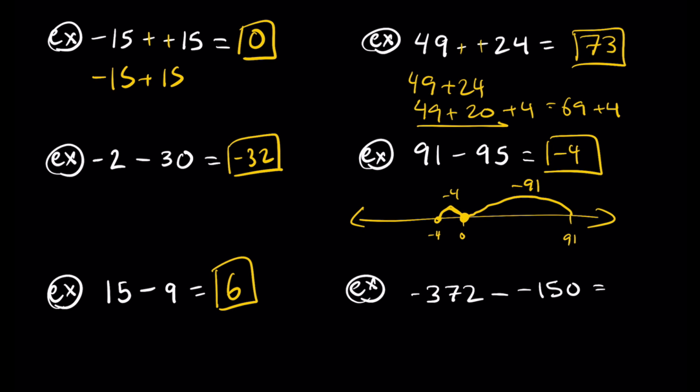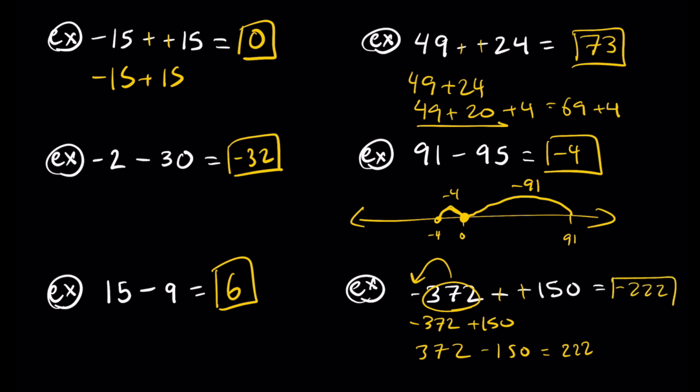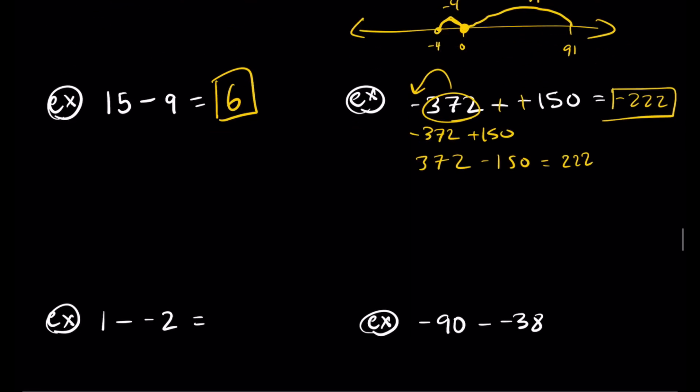-372 minus -150. So I see minus minus, that becomes plus plus. And we got -372 plus 150. They're different signs, so I'll subtract 372 minus 150. That's going to be, let's see, 222. Yeah, 222. And then we take the sign of the larger number, which is 372. It is negative, so our answer is -222.